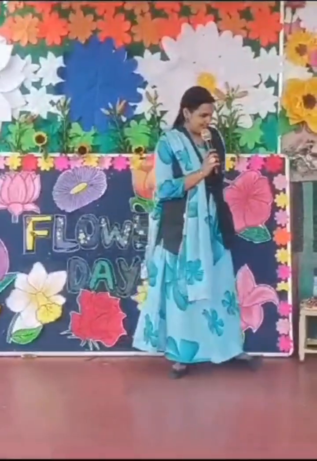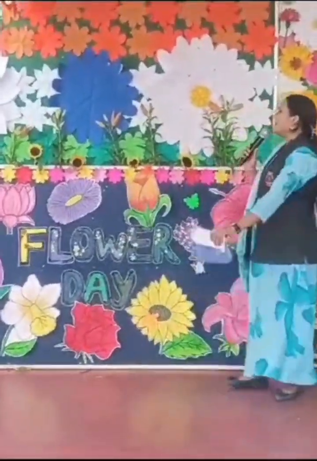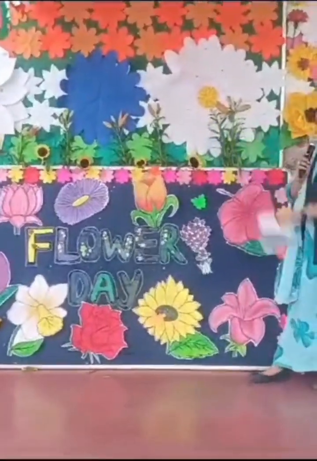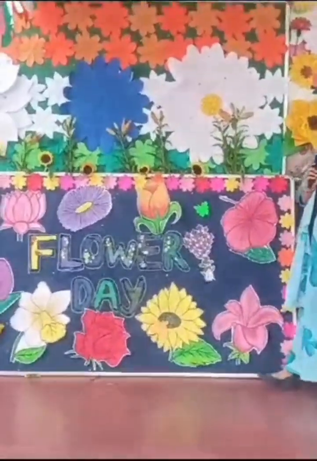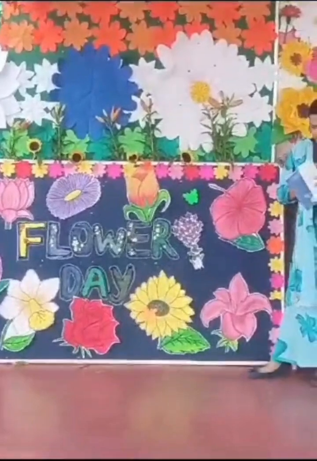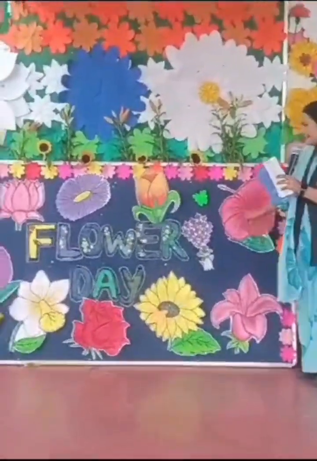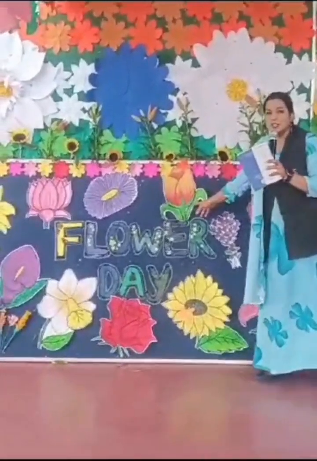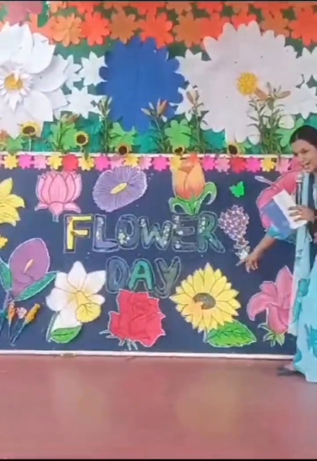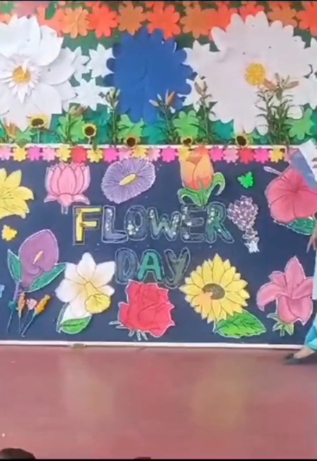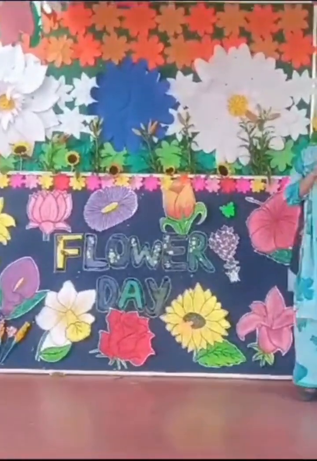Okay, did you enjoy the poem? Yeah. Okay, now you can see many flowers over here. Can you name them? Which flowers are there? Which flower is this? Hibiscus flower. This is tulip. Sunflower. Lily. Which color is the lily flower?